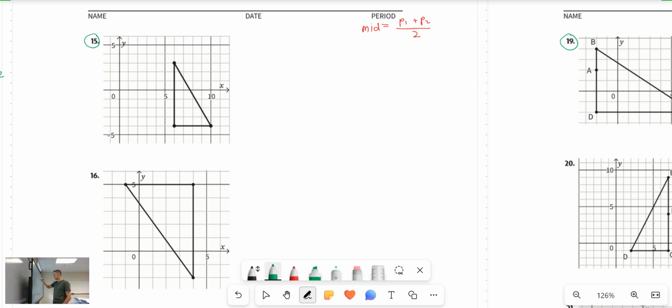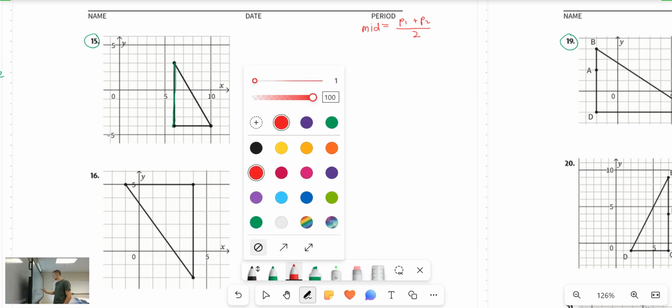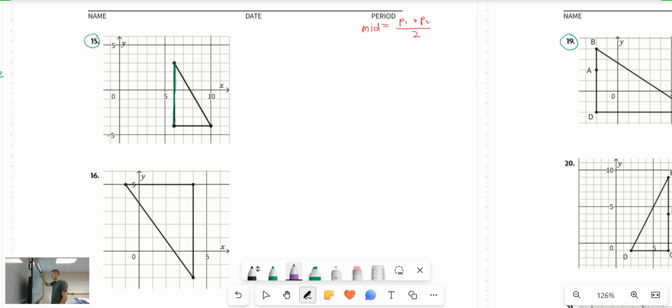So this first segment is going to be green. All right, this second segment is going to be a purple. We'll go with a lighter purple, that's fine. And our last segment we can keep as black, that'll be fine. So first segment being green, right?